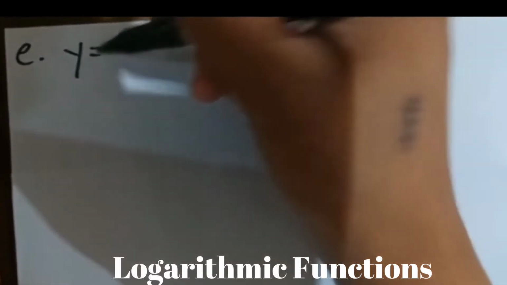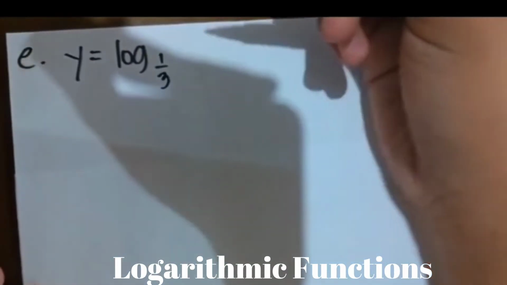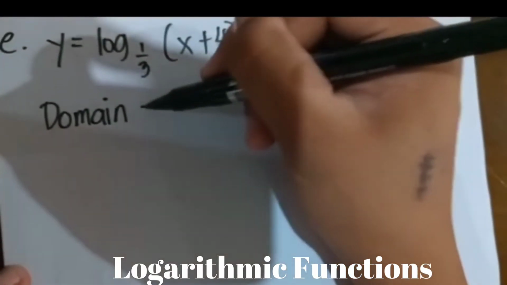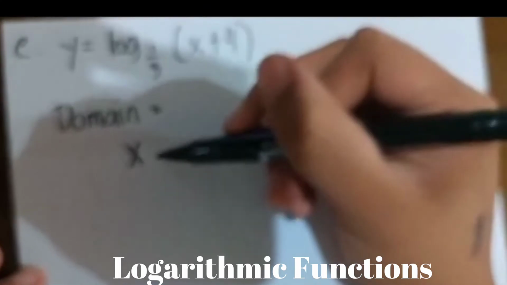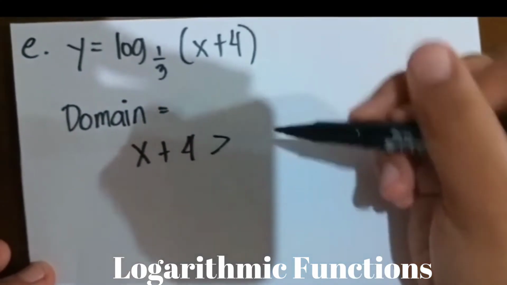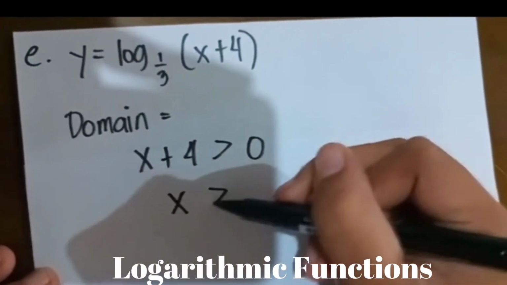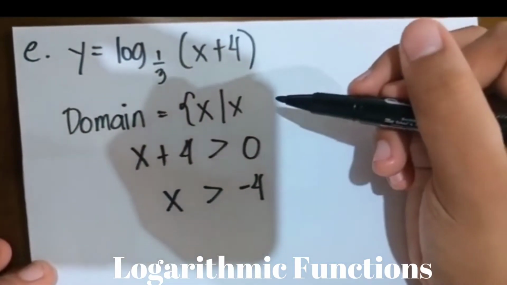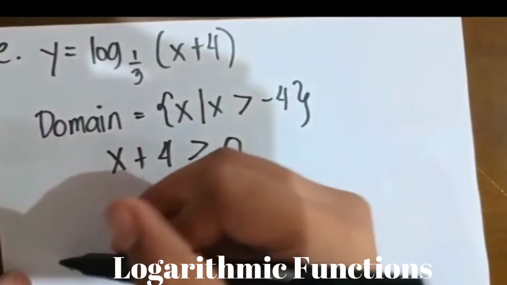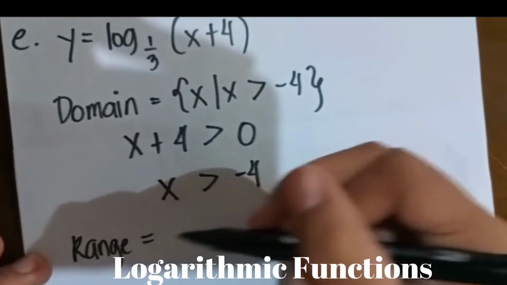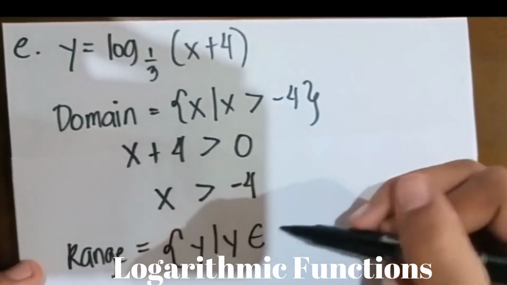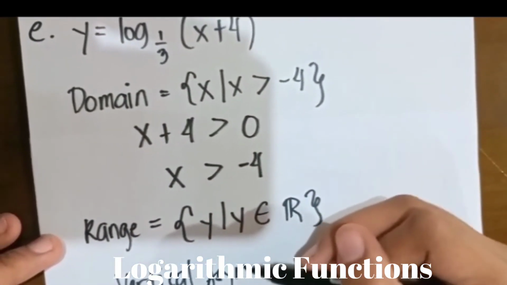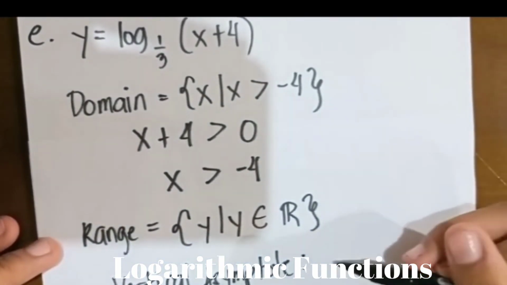Let's do the last example. y equals log (x plus 4) to the base of 1/3. To find the domain, x plus 4 is greater than 0. Positive 4 is transferred to the right side and it becomes x is greater than negative 4. So the domain will be {x | x > -4}. Following the same procedure, the range will be {y | y is a real number}. And the vertical asymptote will be x equals negative 4, which came from the domain x is greater than negative 4.